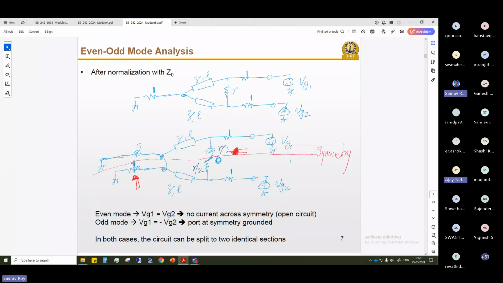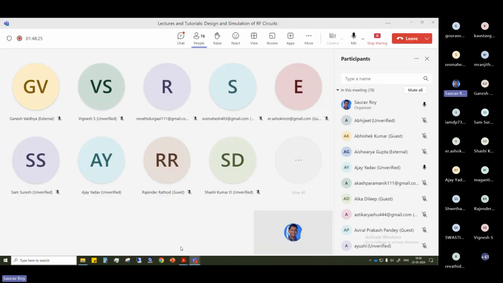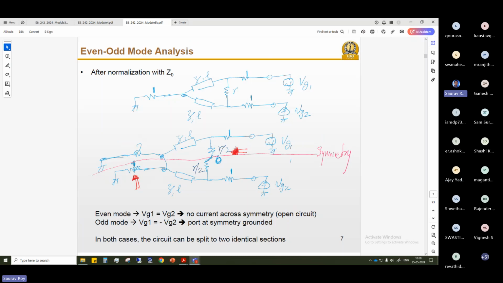So now the question comes. Sir, can you explain the second, odd mode one? Yes. Odd mode says, if you see here, clearly it says VG1 equals minus VG2. Here VG1 at port 2 and port 3, what you give, it provides the same voltage but opposite polarity, plus V and minus V voltage.